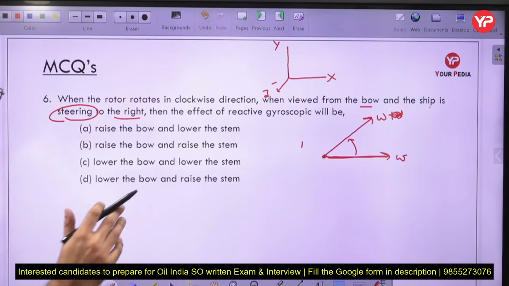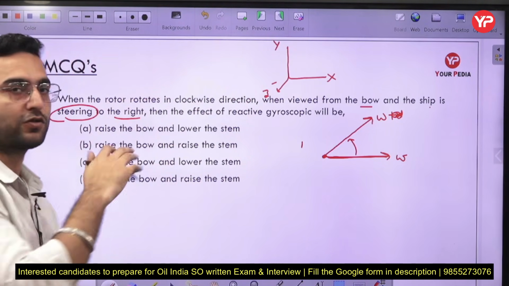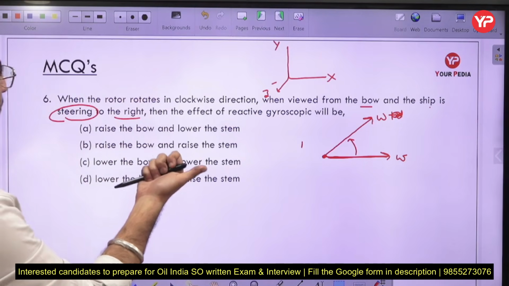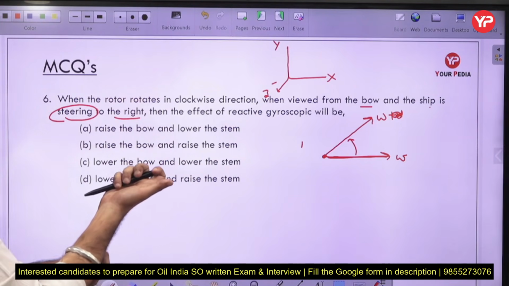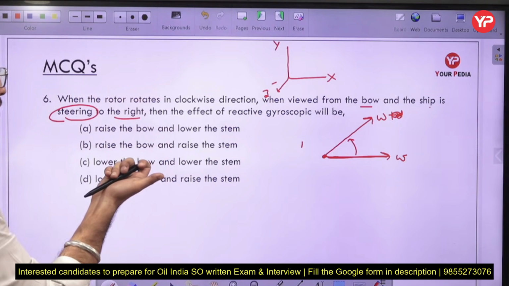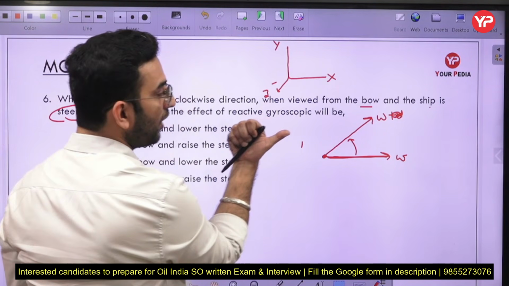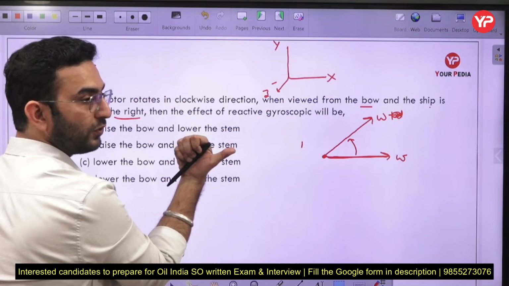Okay, just try to understand it here, because this question is from the gyroscopic part and it requires a very complete visualization here. So first of all, you are seeing the rotor rotating in a clockwise direction, which I can show like this one here. Now the rotor is rotating to the right portion here.